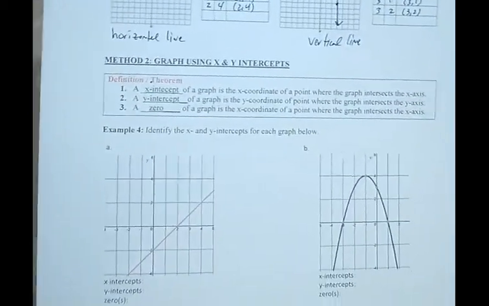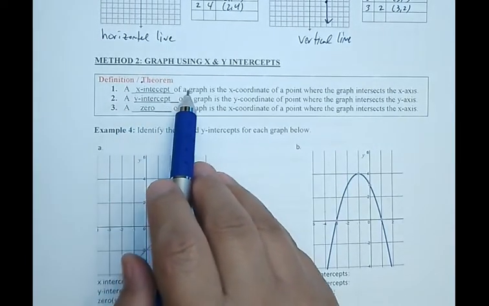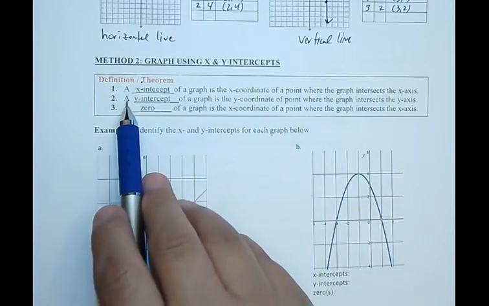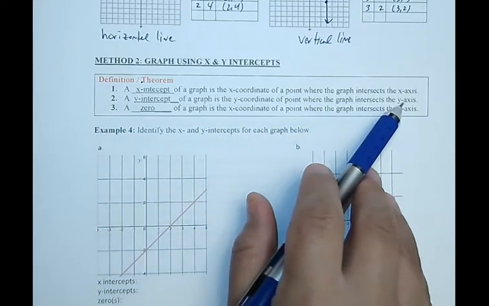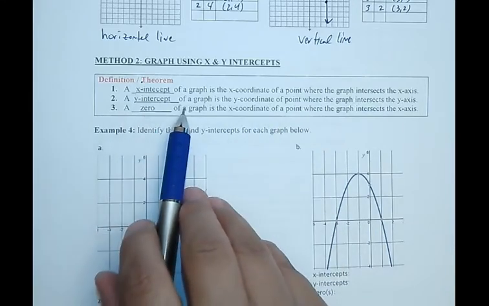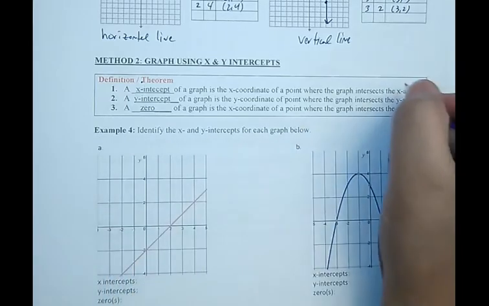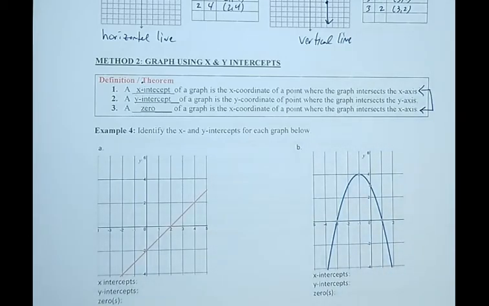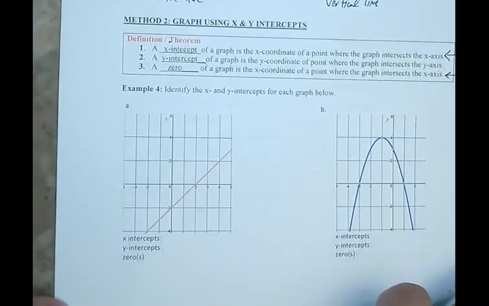Okay, so method number 2, graphing using x and y intercepts. An x-intercept of a graph is the x-coordinate of a point where the graph intersects the x-axis, and a y-intercept of a graph is the y-coordinate of a point where the graph intersects the y-axis. A 0 of a graph is the x-coordinate of a point where the graph intersects the x-axis. So notice that definitions 1 and 3 are exactly the same thing. In other words, x-intercept is another name for 0.